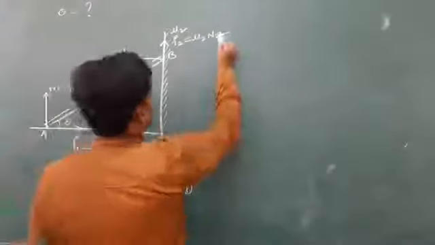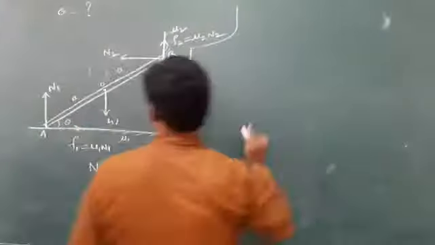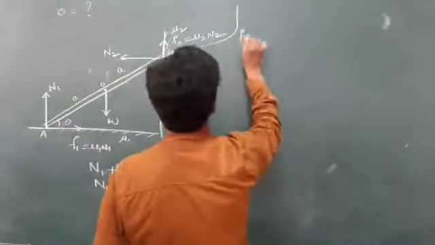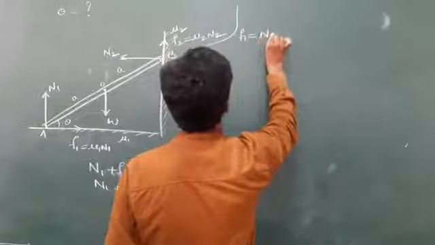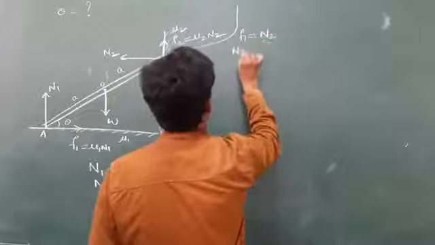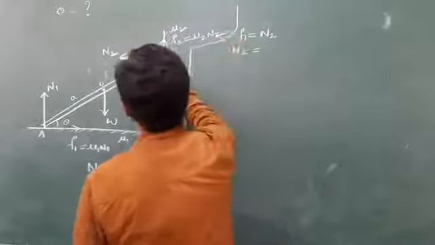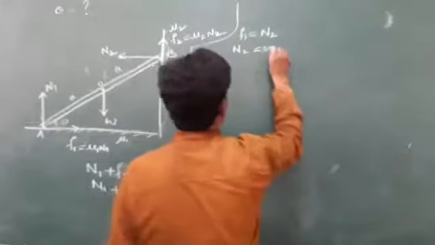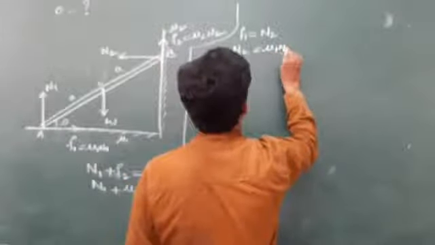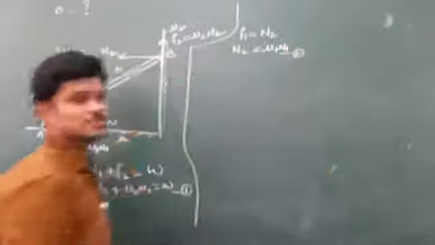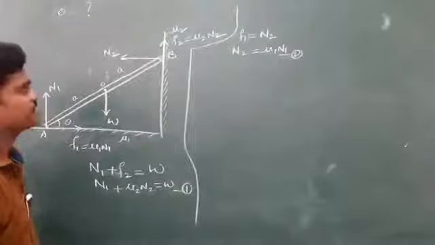What is on the left side? Left side is F1, which is equal to N2. That means N2 is equal to F1. What is F1? Mu1 N1. Okay, based on the situation, I am going to use these equations.